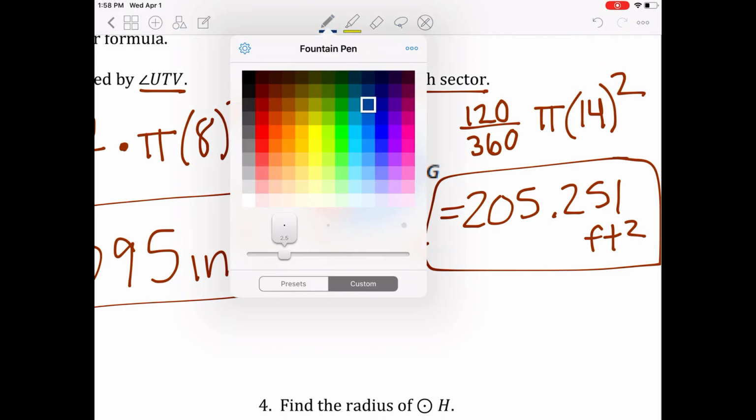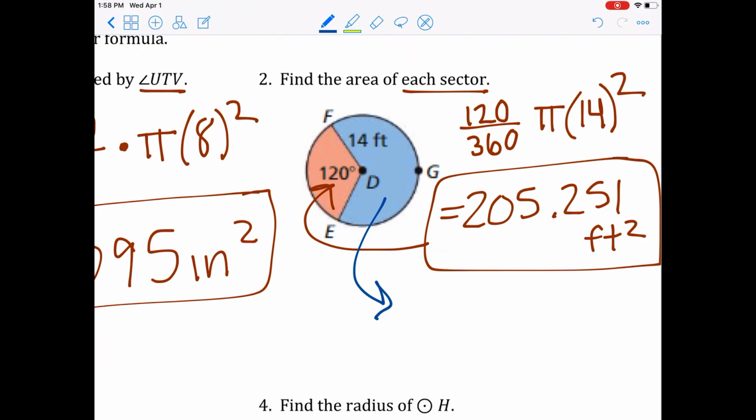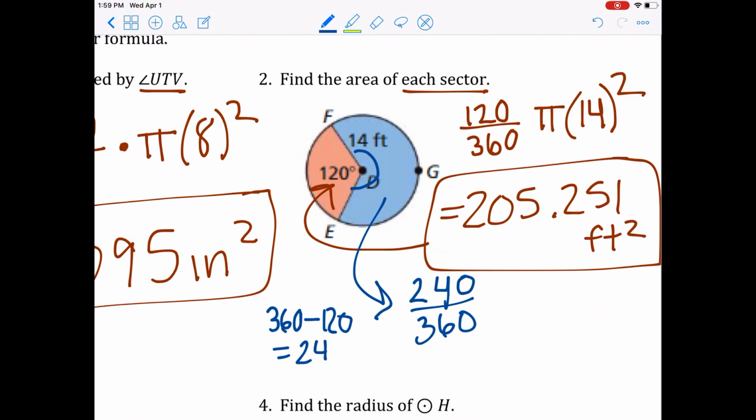Let's turn to blue so we can do the blue sector. So in order to find the angle measurement that we put over 360, we have to find what this is. And since we know the whole circle is 360 degrees, all we have to do is 360 minus 120. And we get 240. So now we have 240 over 360. So I'll put that on the side over here. 360 minus 120 gave us that 240. That's just a little blurb to the side. And now we do pi r squared.